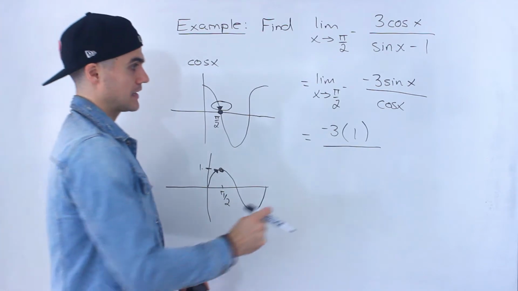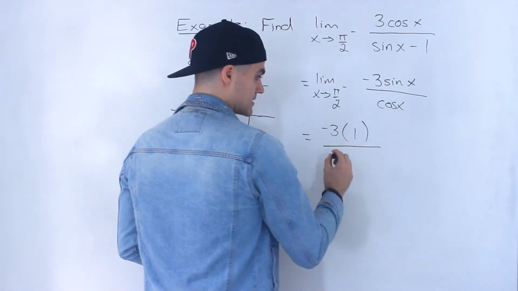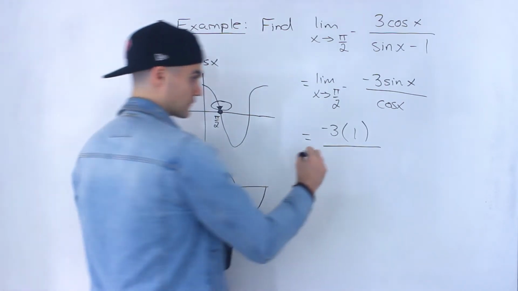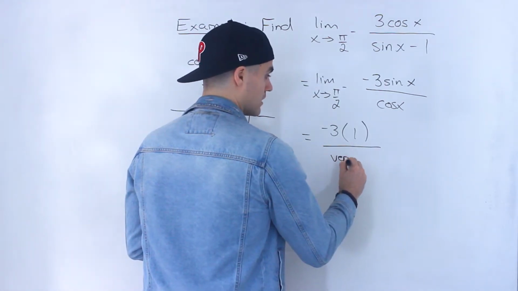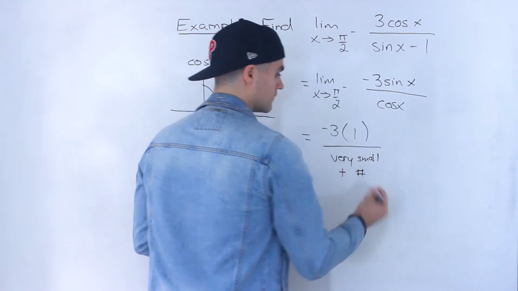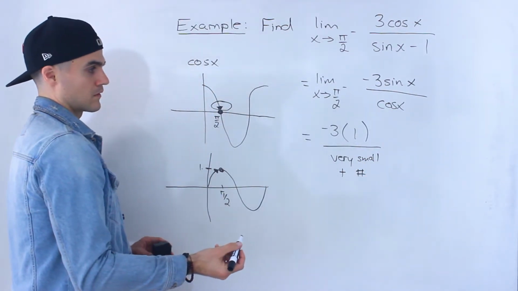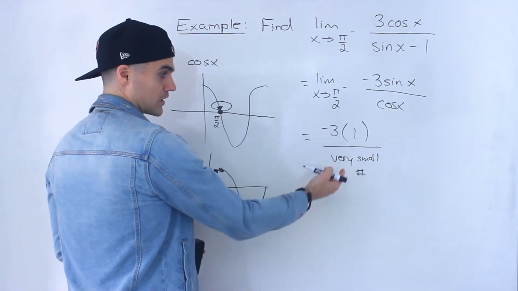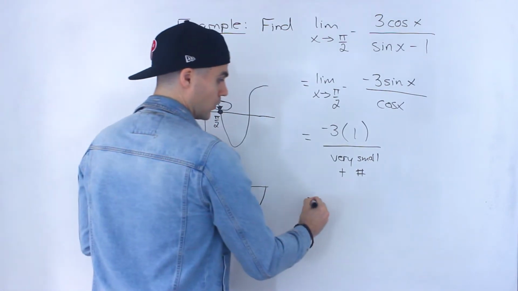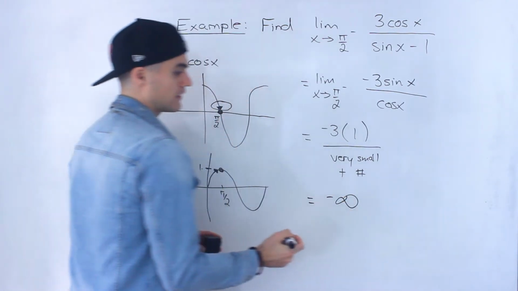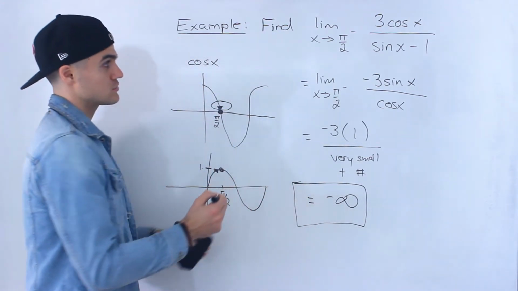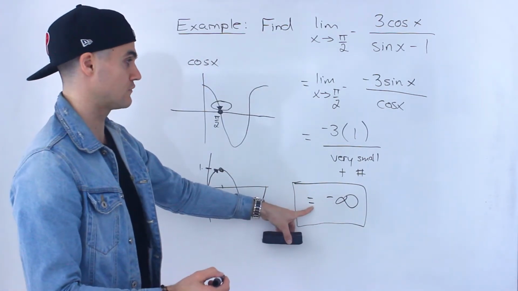So what's going to happen is this here is going to be a number close to 0, but a very small positive number. And so we're going to end up having negative 3, a constant, over a very small positive number, which would give us negative infinity. And so that is the answer to this limit. This limit approaches negative infinity.